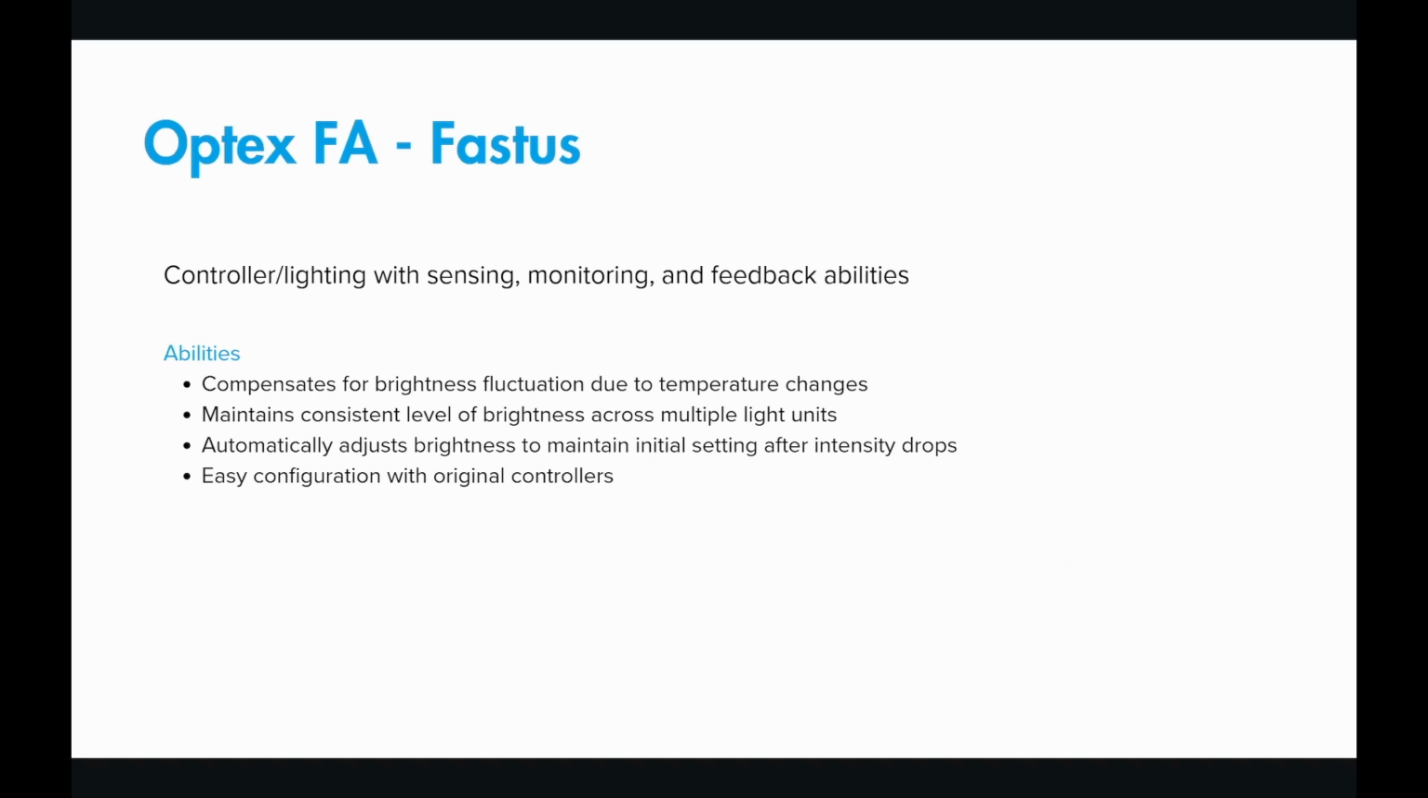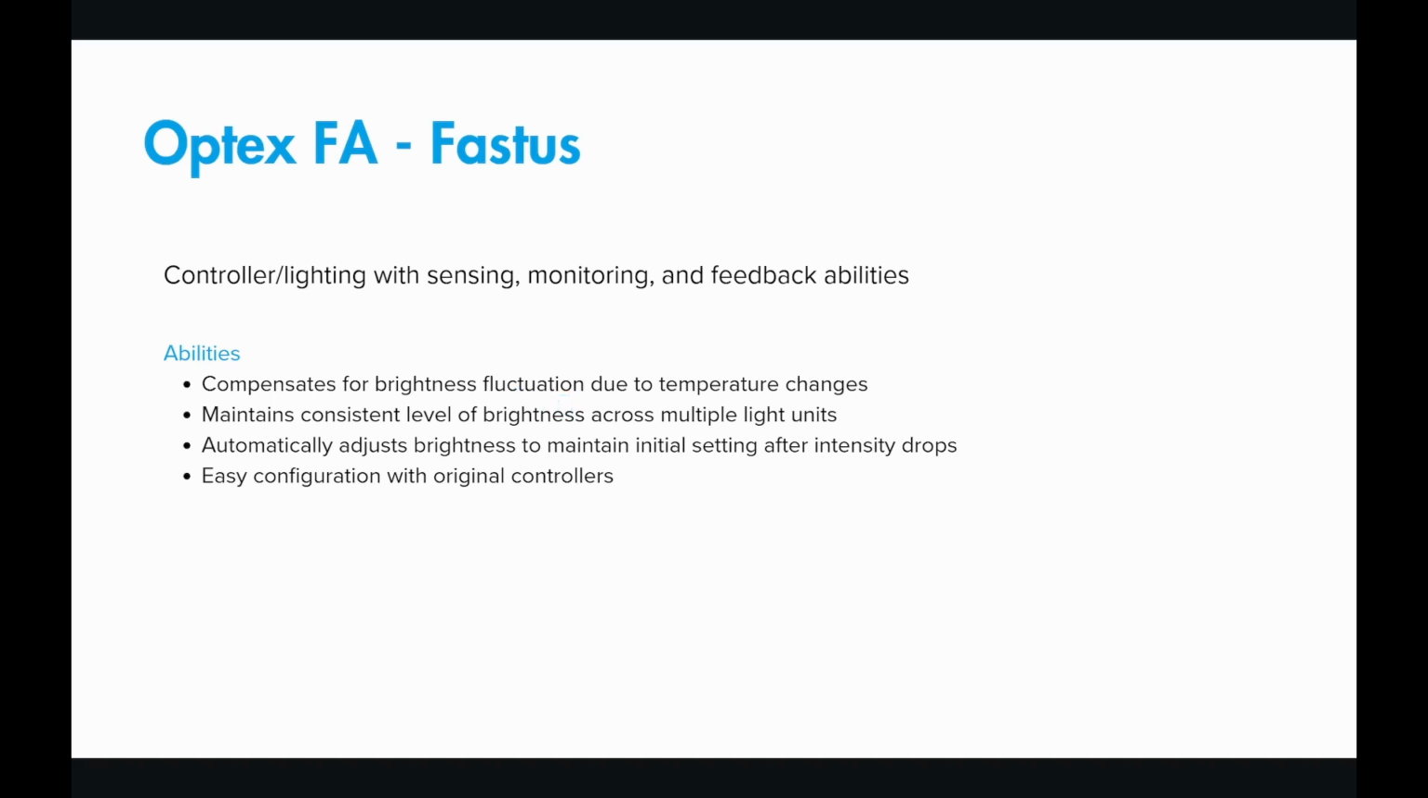Up next in the catalog is the Optex FA, their fastest line. So this essentially is a controller lighting combo that does a lot of sensing and feedback for really specific applications. Essentially, lights will fluctuate very slightly, and for most applications that's fine and negligible, nobody even notices. But every once in a while there's an application where they can have zero fluctuation. So this software can handle fluctuation due to temperature changes.